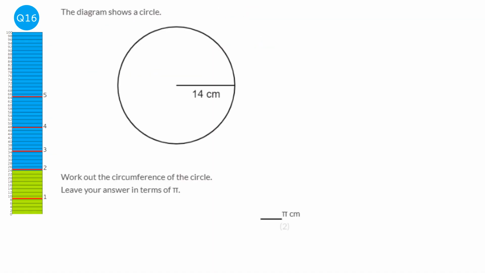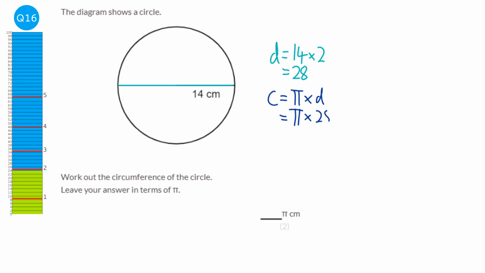To work out the circumference, we need to first of all work out what the diameter of this is. And to do that, we just draw a line across the circle, and we can see the diameter is twice as big as the radius. So the diameter is going to be the radius times 2, which is 28. The formula for the circumference of a circle is just pi times the diameter, which will be pi times 28. Now to write this in terms of pi, which the question asks for, we just put the number first and then pi, so it will be 28 pi.